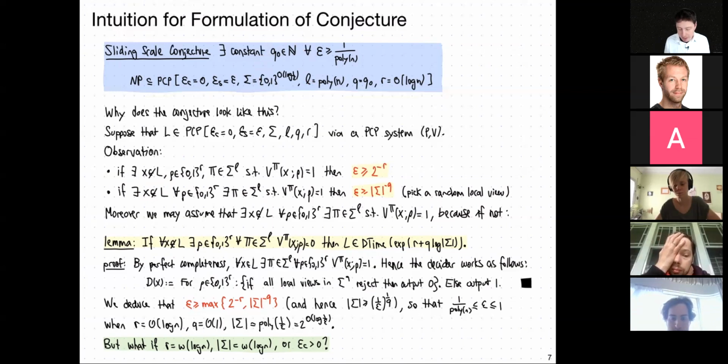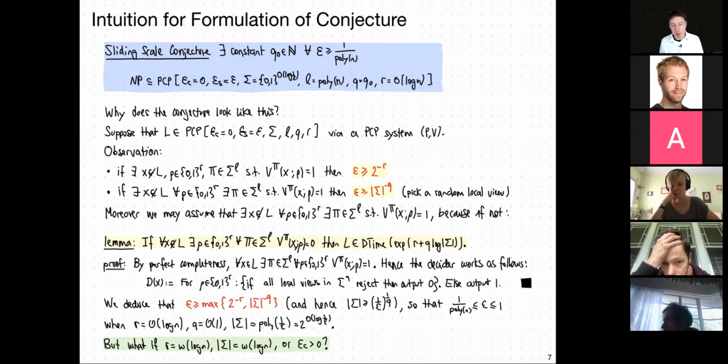We basically got some limitations, but they require us to assume, in order to derive something like the conjecture, that the randomness is not too much, the alphabet size is not too large, or we have perfect completeness. We would like to somehow derive limitations that are much more robust.